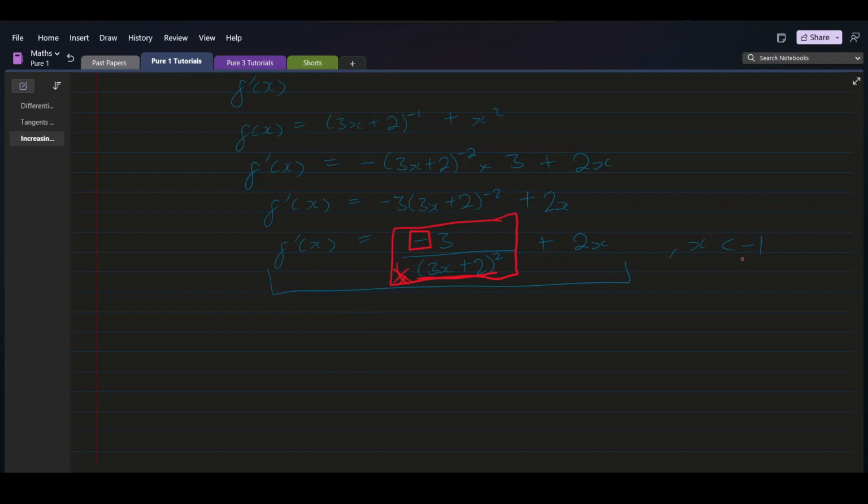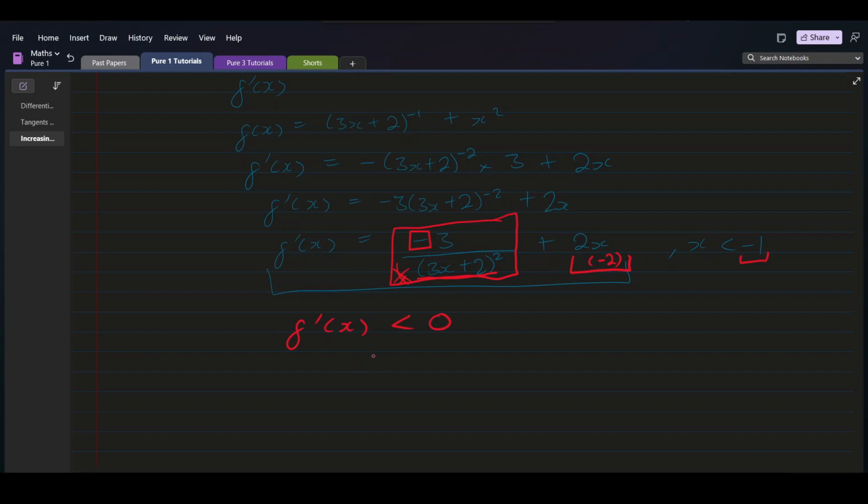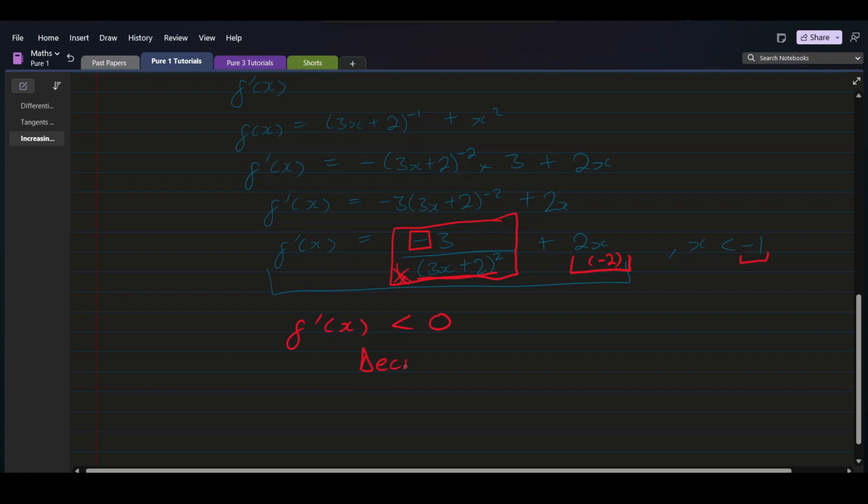And we have been told that x is less than negative 1. So when we substitute values less than negative 1, any value smaller than negative 1, for example negative 2, this term, 2x, will also always be negative. As a result, f prime of x will always be less than 0. f prime of x will always be negative. This means that this is a decreasing function.